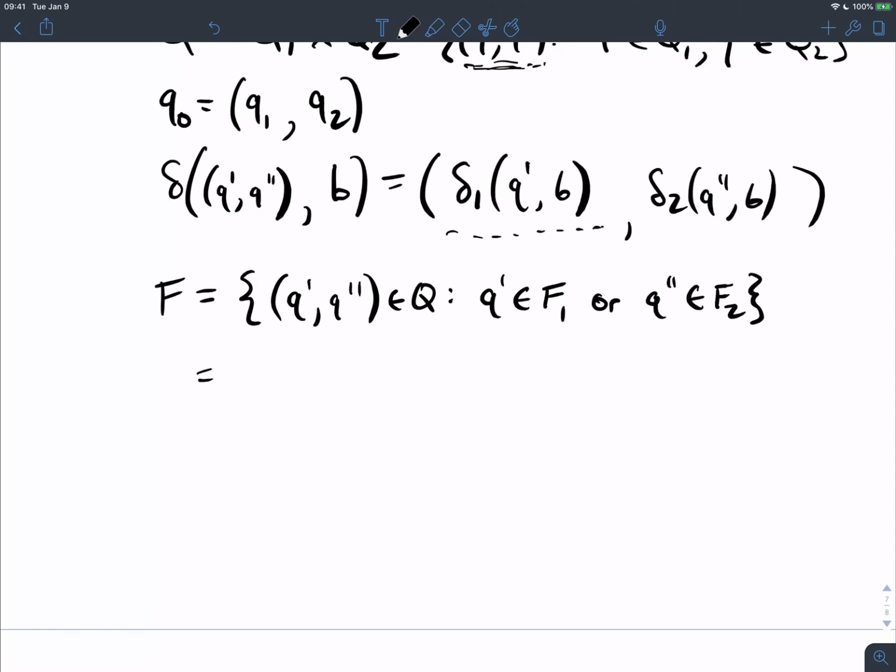So you can thank him later for me writing this. Another way you can write this is F1 cross Q2. Let's see, yeah. Union F2, no. Q1 cross F2. That's a formal way of writing it.